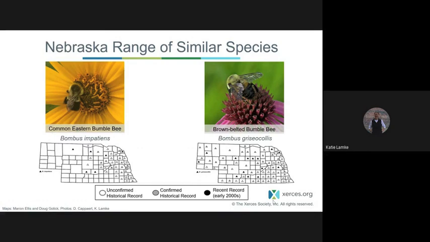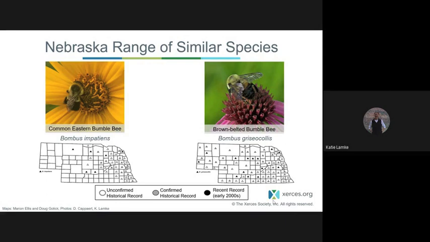And in Nebraska, we again have white and gray triangles representing historical records and black records from the early 2000s. And for Bombus impatiens, if we were to create this map today, it would look a little bit different because Bombus impatiens are commercially reared and have been shipped throughout the United States. And I would guess that they are probably in almost every county in Nebraska.